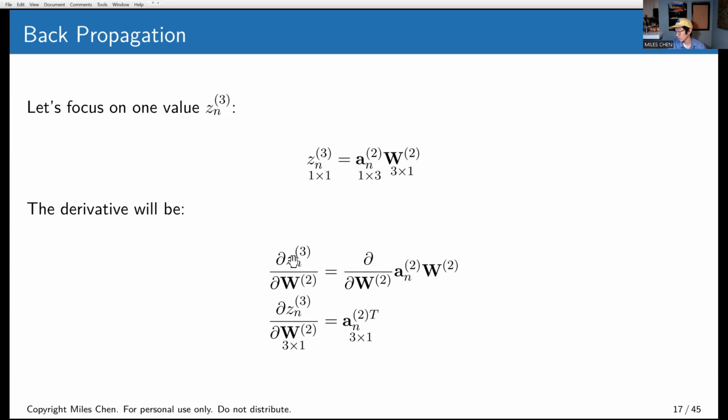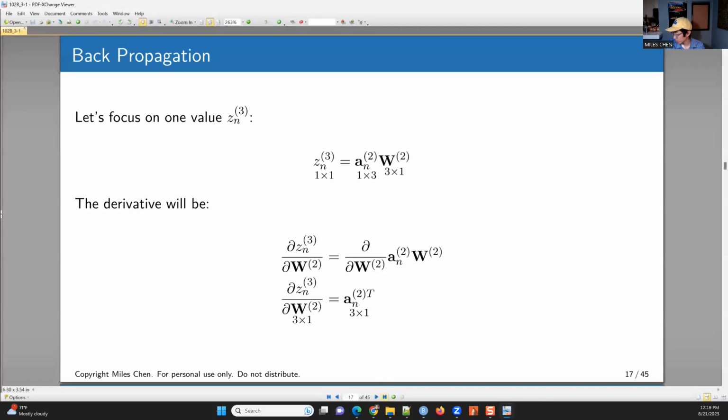Okay, so if we do this, Z sub n with respect to W2, the result of this is going to be A sub n transpose. You can think back to the gradient relationships from one of our earlier lectures. Where was it? I think.